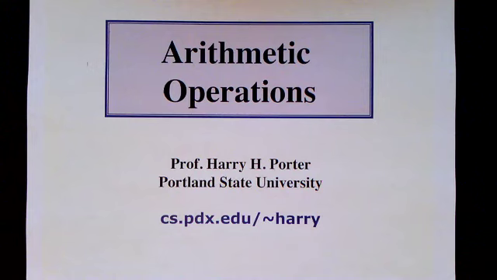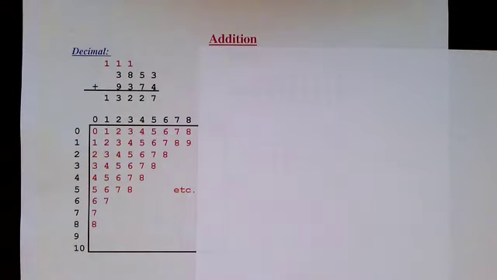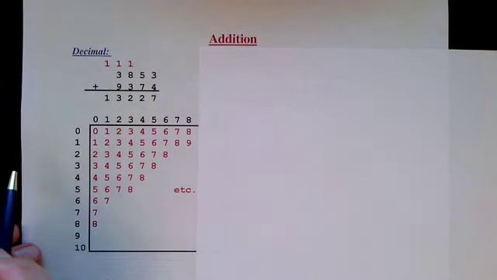In this video, we're going to look at arithmetic operations like addition and subtraction, as well as multiplication and division, and arithmetic negation, and talk about how these operations can be done on binary numbers. Let's begin with addition, and let's look at decimal numbers to begin with, to remember how we do addition in decimal.